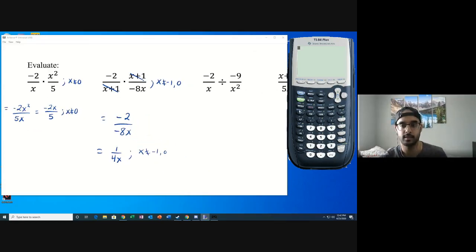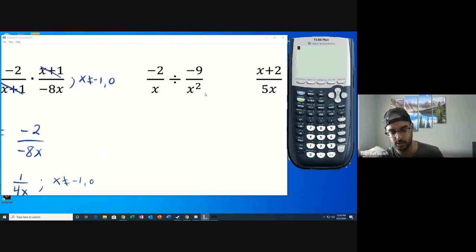Okay. Same thing with the other one. I've got, again, two denominators with variables. This time it's division. So my non-permissible values are going to be 0 for both, since it's just x.